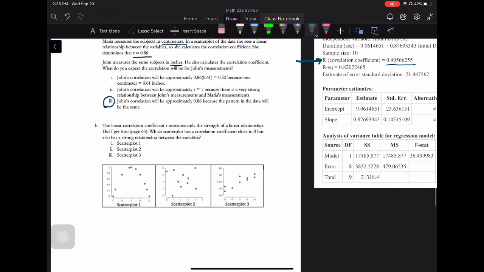The correlation R measures only the strength of a linear relationship. It does not measure any other type of relationship. Which scatter plot has a correlation coefficient close to 0, but also has a strong relationship between the variables? Okay, this is linear. This is just spread out all over the place. This is quadratic. So that is going to have a strong quadratic relationship, but it's not going to be a linear relationship. So one has a strong relationship that is not linear.